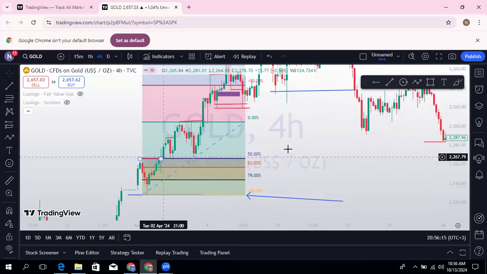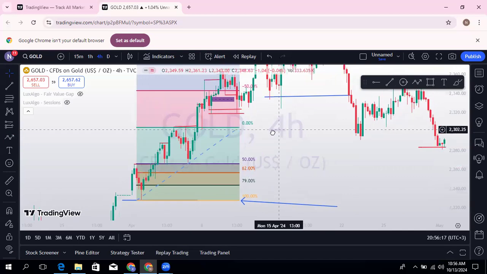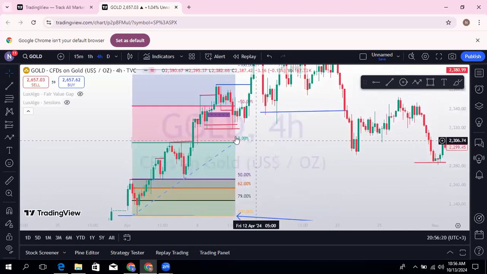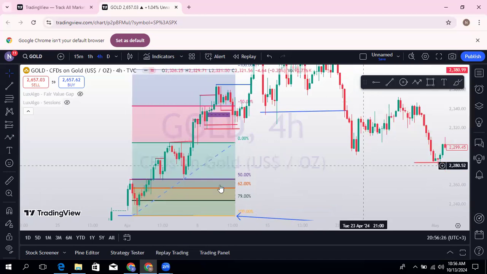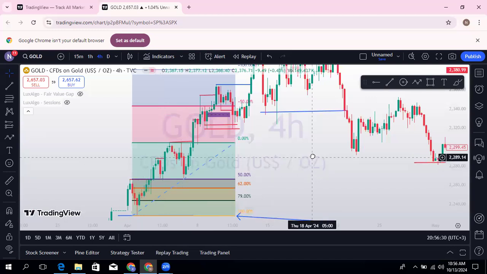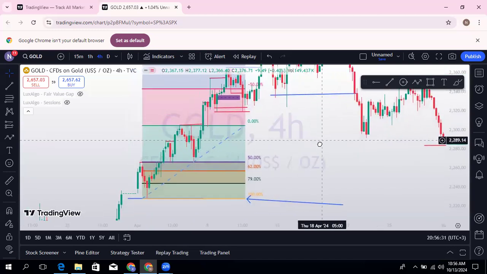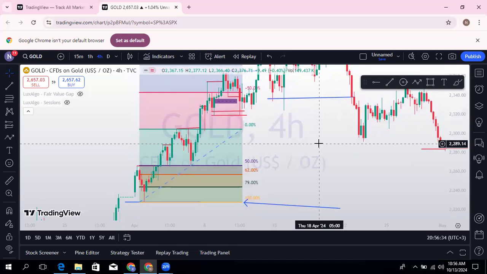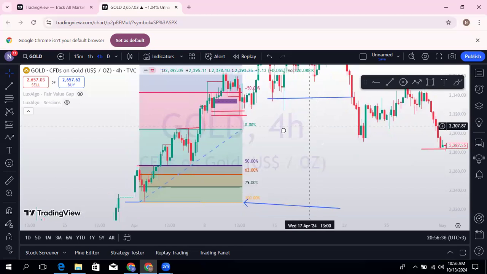Make sure you also consider some other things. For example, we have the Fibonacci retracement, and we have the liquidity or inducement. Remember to consider those factors, and also the fair value gap. That is something that you need to understand as well.